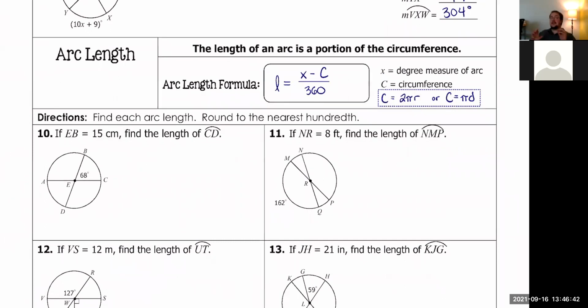Now, what this essentially means, if you read that statement there, is that the length of an arc is a portion of the circumference, which is why we figure out what portion, or what percentage, of that circumference it turns out to be. That gives us our length. So in order to know that, we are going to need to know two things first. We're going to need to know the degree measure of that arc, and we're going to need to calculate the circumference of that circle. So let's give it a shot.